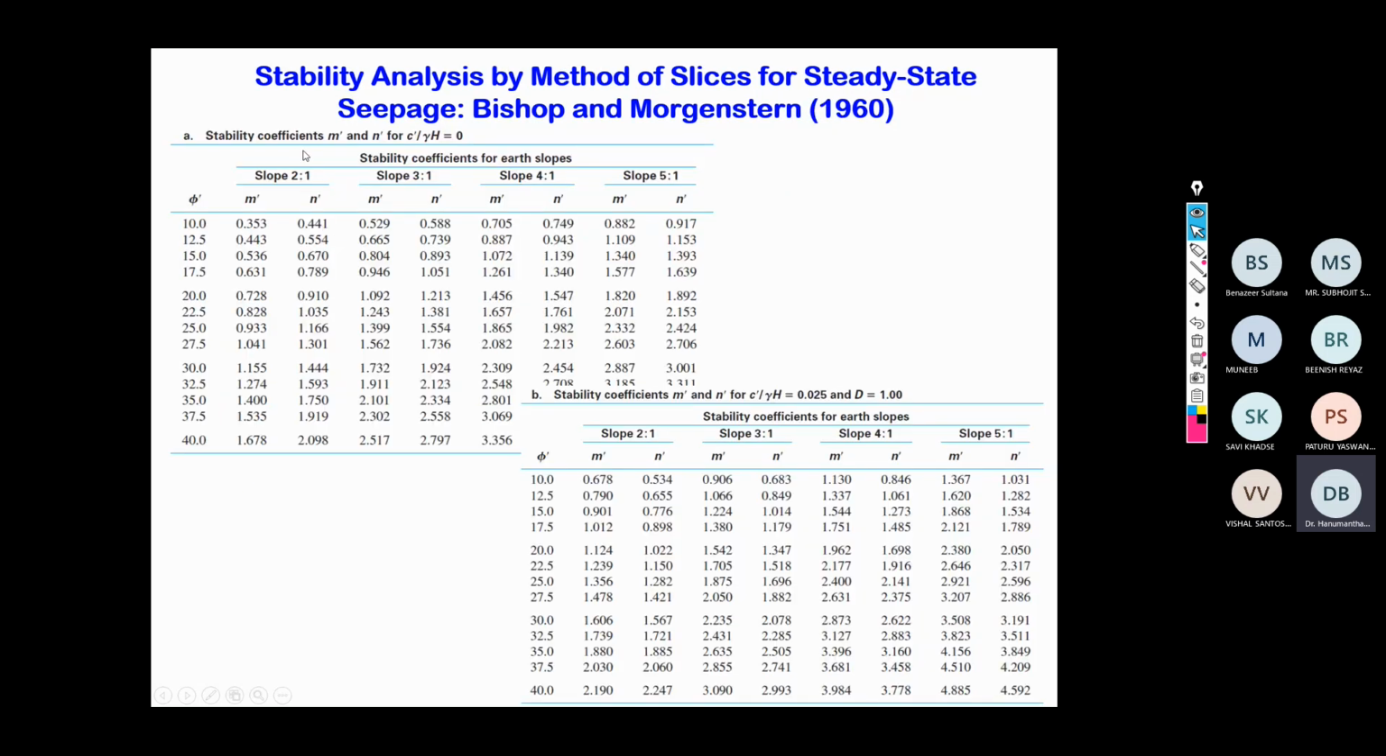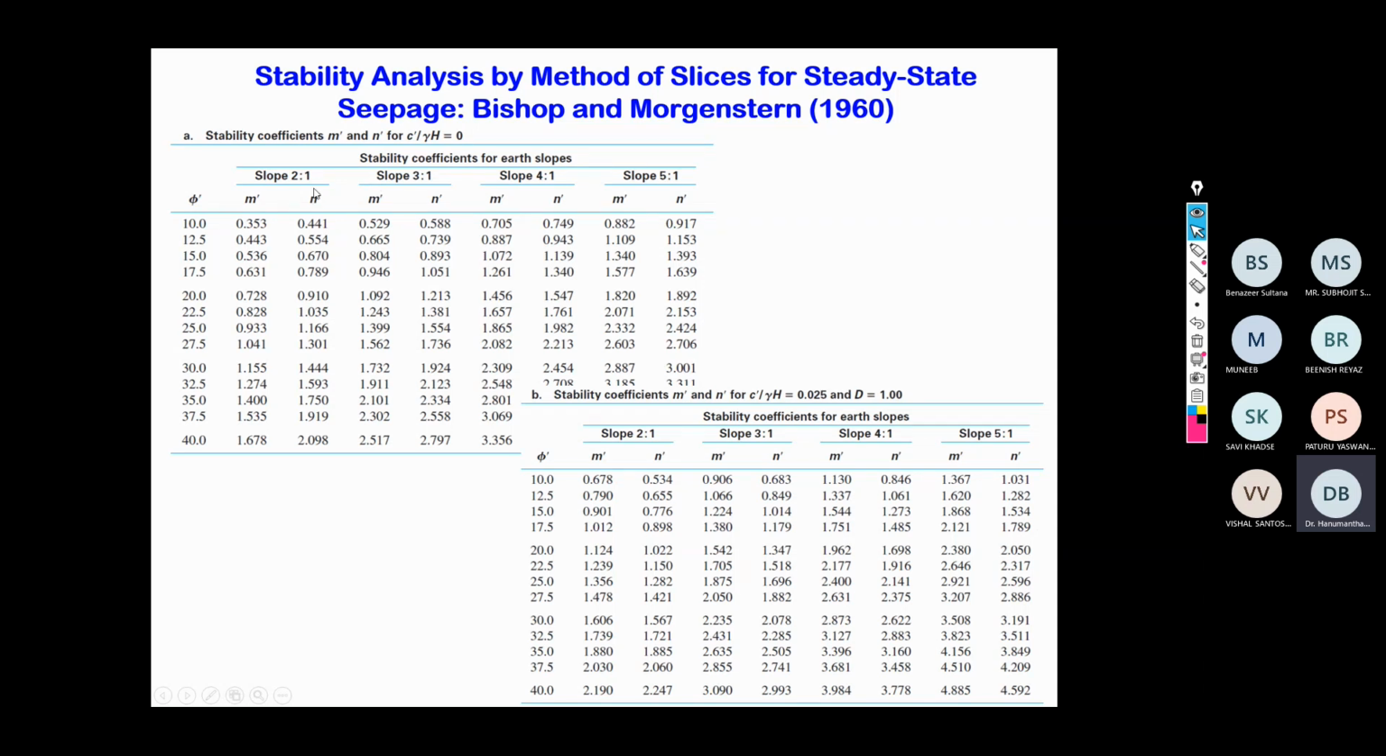So for stability coefficients m dash and n dash, for c dash by gamma h equal to 0, and stability coefficients for earth slopes 2:1, 3:1, 4:1, and 5:1. You take any slope angle, and once I know the 2:1, I know the beta value, and I know c dash by gamma h is 0. So I can calculate the value of m dash and n dash. For different values of phi dash, the internal friction, and for the known slope angle, I can directly pick up the m dash and n dash values.